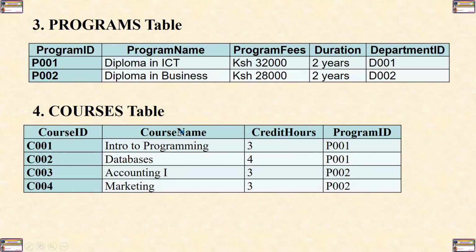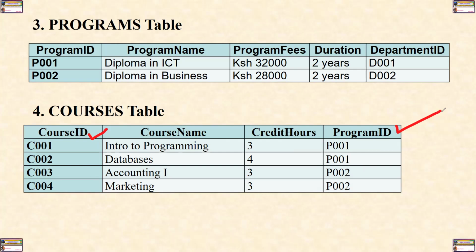The courses table. Our courses table is composed of course name, credit hours, and program ID. And we have introduced course ID as the primary key. And to show that these courses belong to a certain program, you can see we have added program ID. So course name and credit hours are directly from our first normal form table.